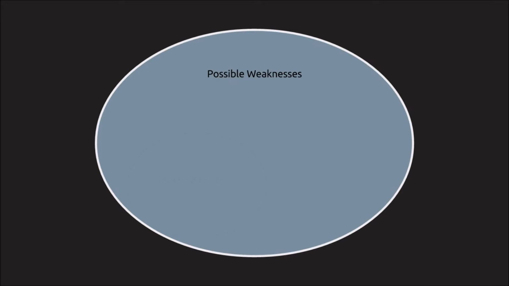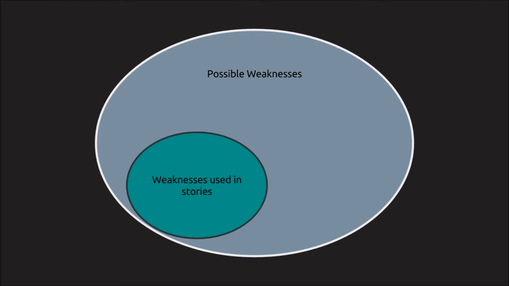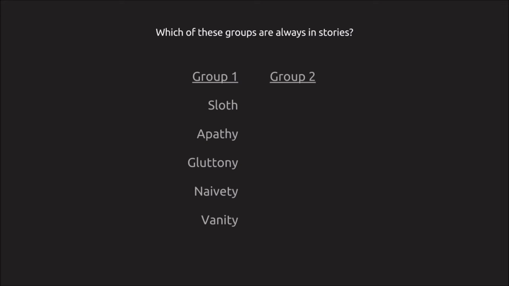My complaint about most stories, however, is that the characters almost always have a certain type of weakness, when there are so many other weaknesses that are rarely used and explored. I'm going to list two groups consisting of weaknesses, and I want you to think which group is the one you almost always see in stories. Group 1: sloth, apathy, gluttony, naivety, vanity. Group 2: prejudice, impatience, greed, pride, dishonesty.